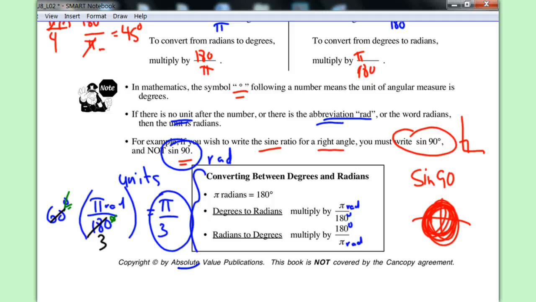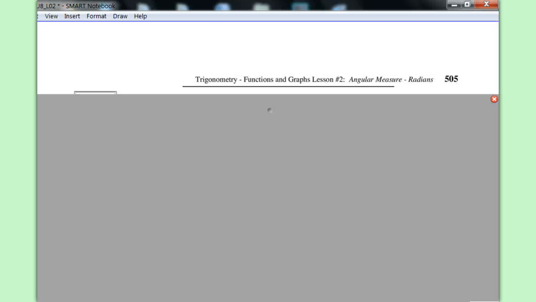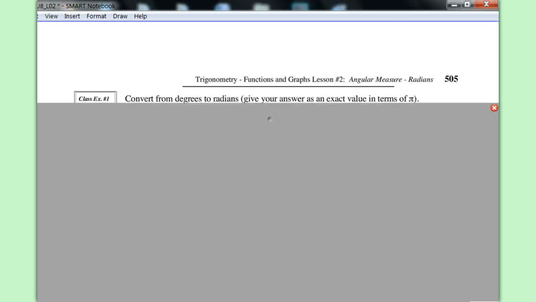So you don't have to memorize this chart, but you can. Now we're going to get into using this and converting back and forth between degrees and radians. Okay. So on the next page, use these conversion factors to convert. For example, we want these as exact values. We don't want these as decimals, right? So there's a difference. You want it in terms of pi. We're not going to put it as a decimal.